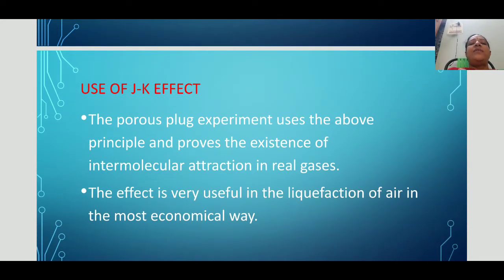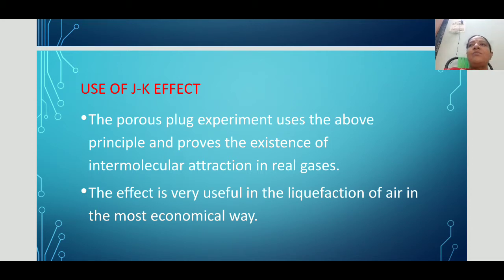Next, after understanding the principle, what is the use of this Joule Kelvin effect? This porous plug experiment shows the existence of the intermolecular forces of attraction.